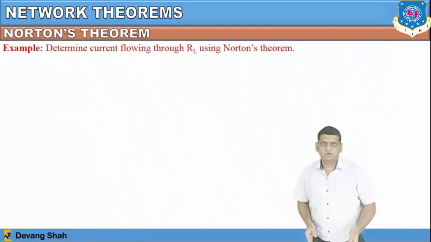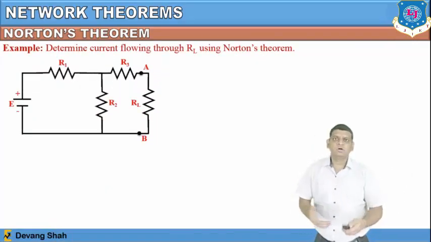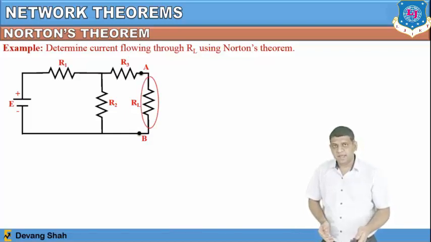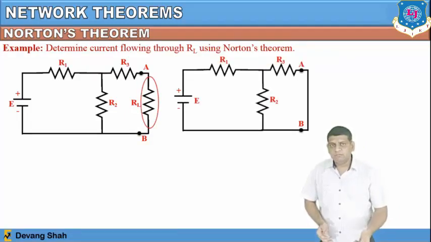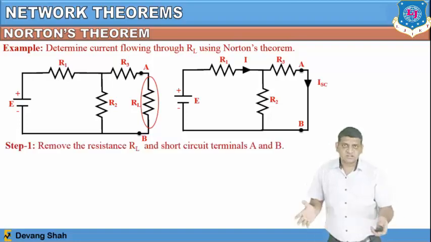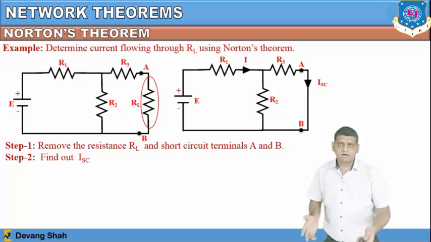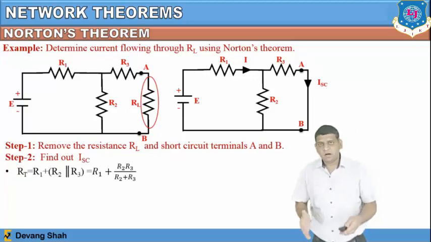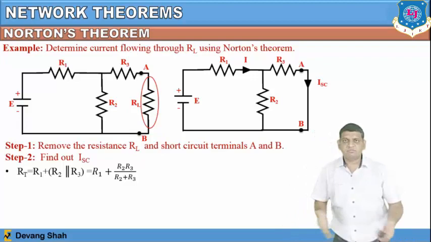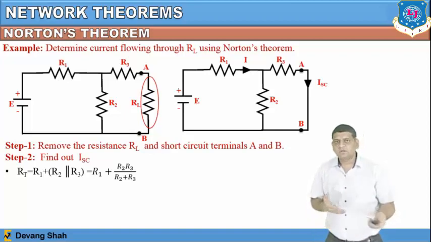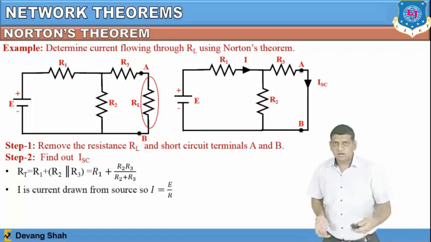Now let's define one example. So this is the actual circuit, where R1, R2, R3 are given, RL is also given, between terminal A and B. So what I have to do is use my first step, which is step number 1: remove the RL and short the terminals A and B, then find out ISC. And how you can find the ISC is just find the total resistance of the network. So for this particular circuit you can find your total resistance RT is equal to R1 plus the parallel combination of R2 and R3, right?